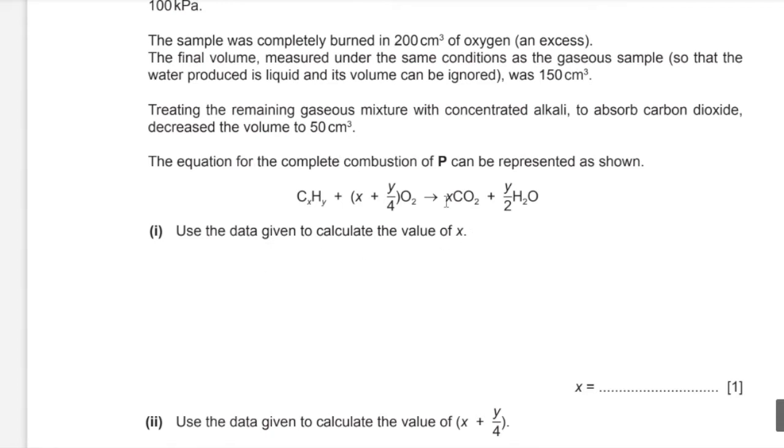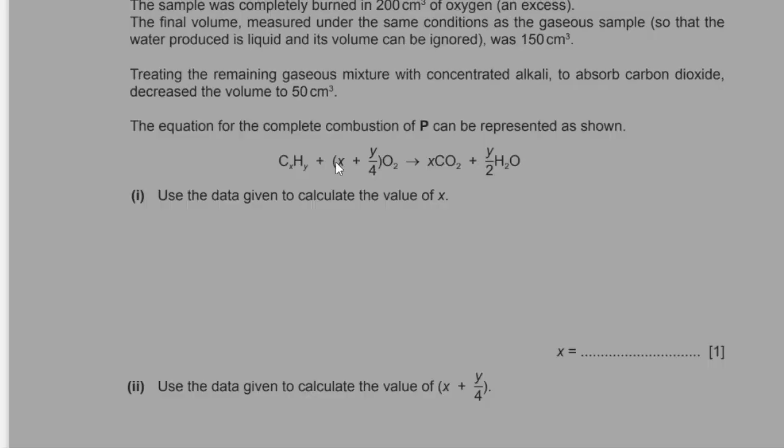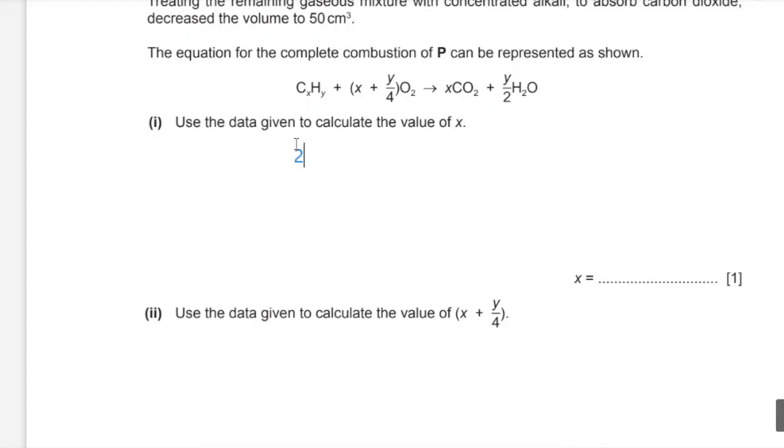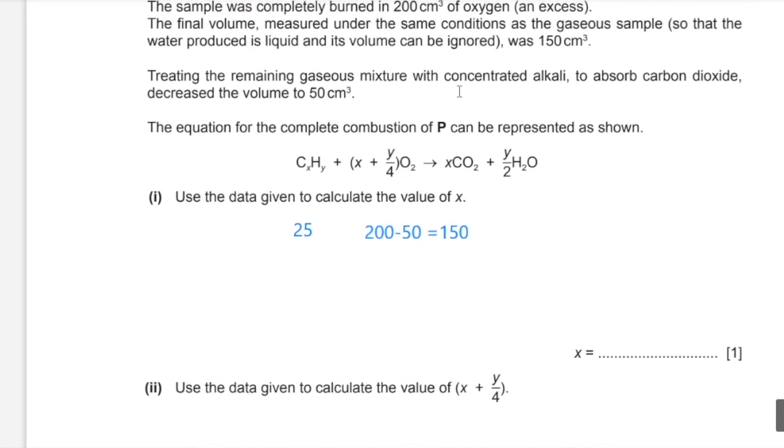So x is the simplest ratio over here. We know that we had 25 cm³ of P, and we can subtract 50 from 200 to calculate the volume of oxygen which is used up, and that was 150. And the volume of carbon dioxide which was absorbed after being produced is 150 minus 50, which is 100 cm³.